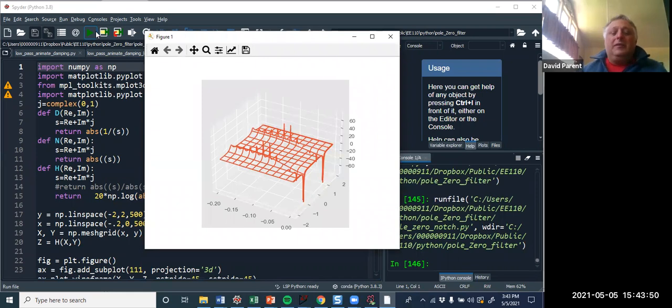Now, this is my attempt to try to link the S domain to the frequency domain. Yeah, the S domain to the frequency domain. And so this is the complex plane. Right here is where the real part of the plane is 0. Okay.